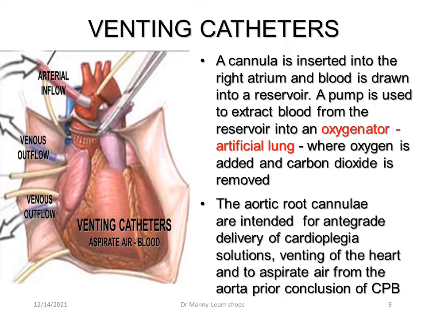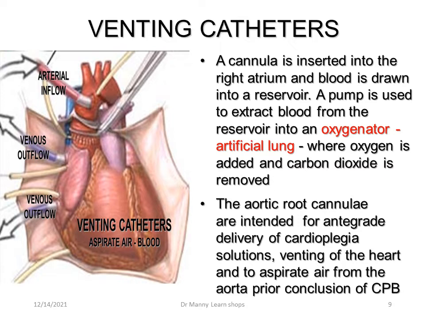Now, when we look at venting catheters, a venting catheter is essentially inserted into the right atrium, right ventricle, and blood is drawn into a reservoir, and a pump is used to extract the blood from the reservoir into an oxygenator, which is the artificial lung. And this is where oxygen is added and carbon dioxide is removed.